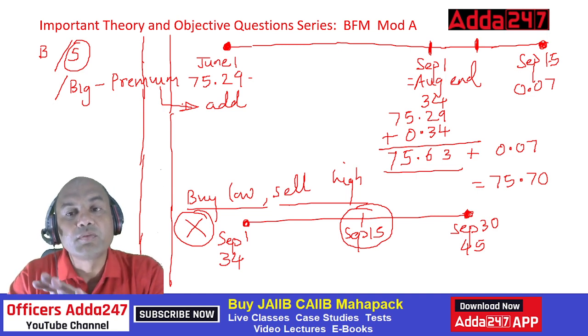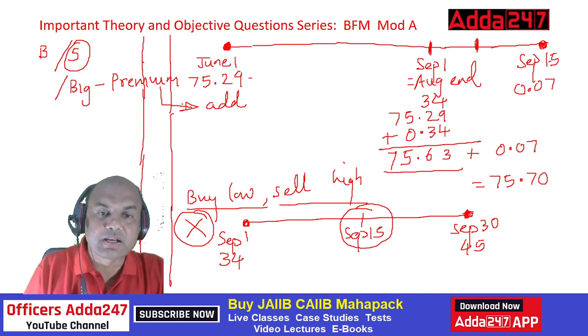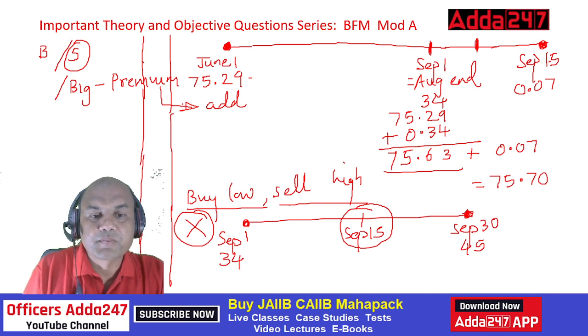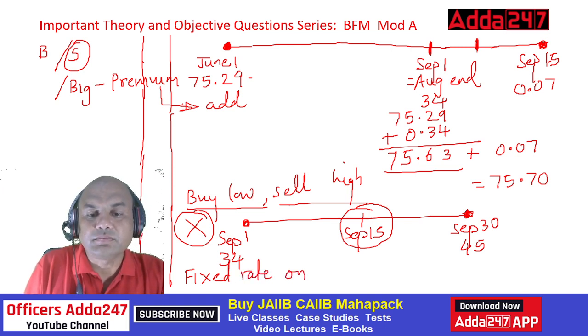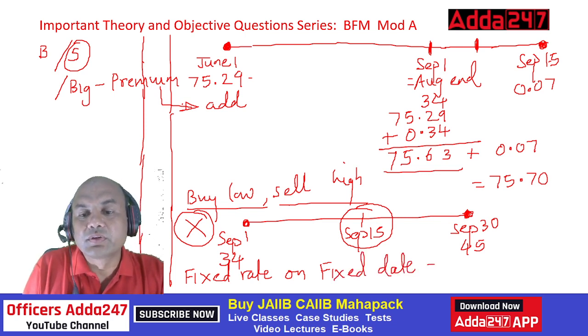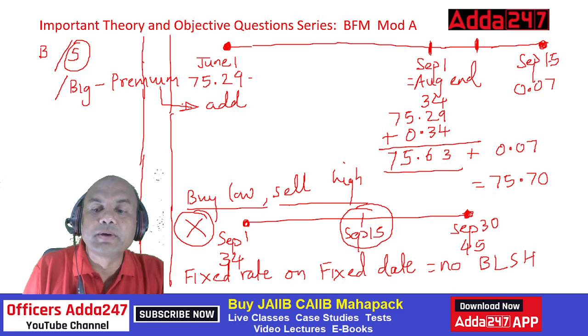Clear? Again I am repeating. Should I write it? Yeah. Hold on. Whenever you get fixed rate on fixed date, equals no buy low, sell high. I'll just write it: no buy low, sell high.